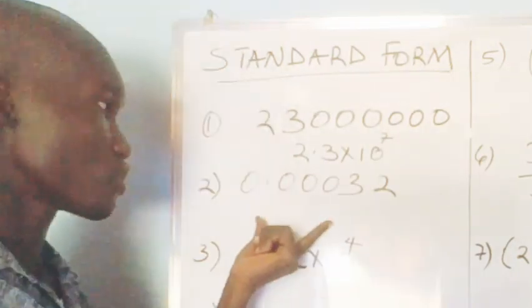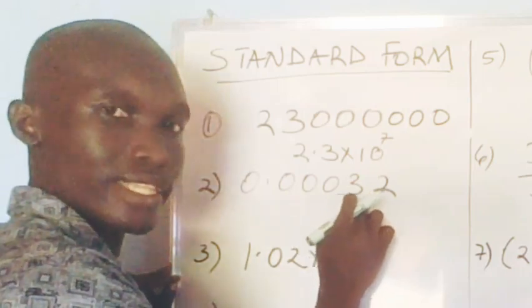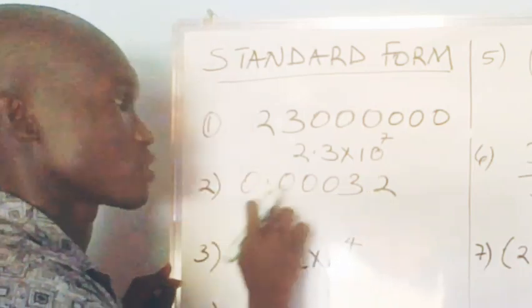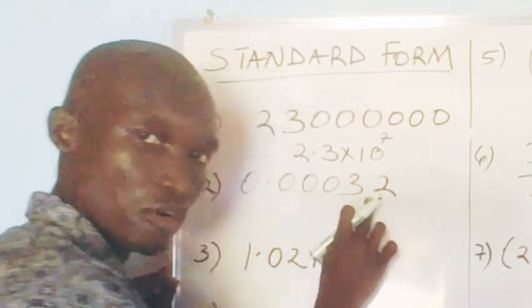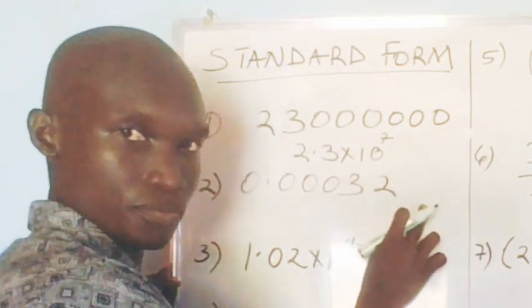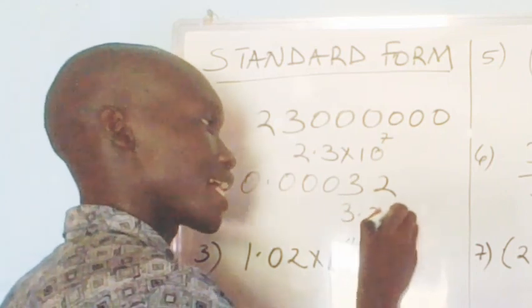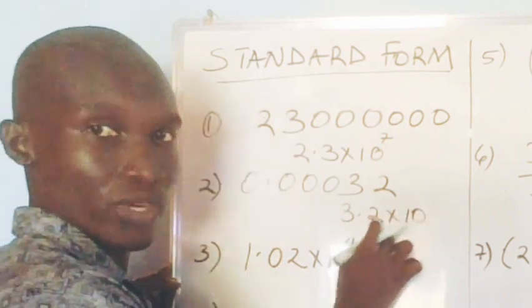So this time when we start counting, there is already a decimal point here, but this is not our main focus. We come and put a new decimal point between 3 and 2. So we are going to have 3.2 times 10. Times 10 is always a constant.